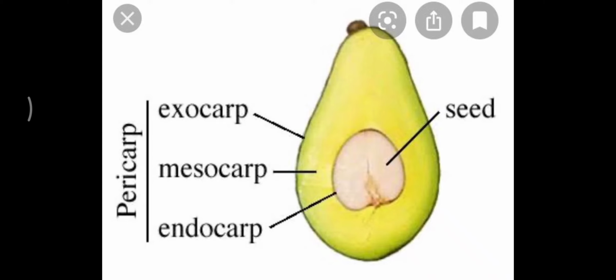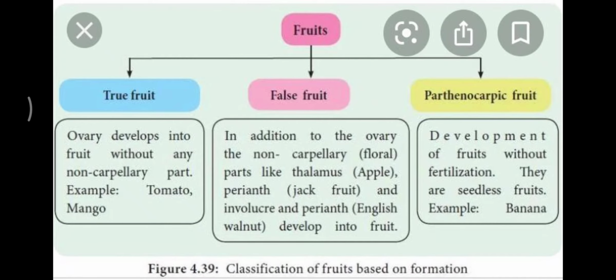Every fruit has the parts pericarp and seed. The pericarp is further divided into three, that is exocarp, mesocarp and the endocarp. The exocarp is basically the peel, the mesocarp is the edible part, and endocarp is the hard solid part that bears the seed inside. Now let us see the different types of fruits on the basis of their formation.